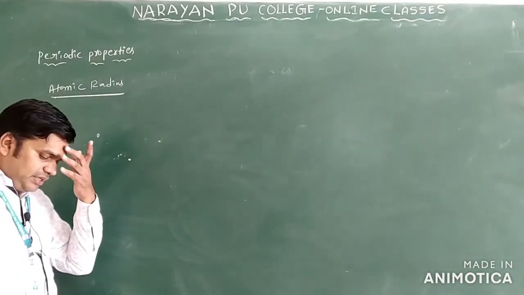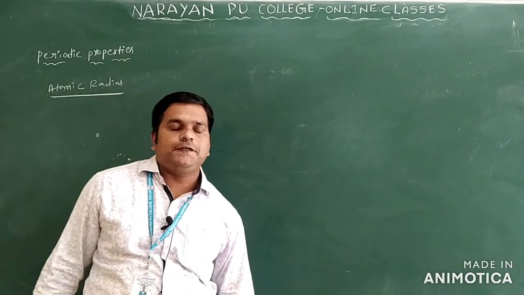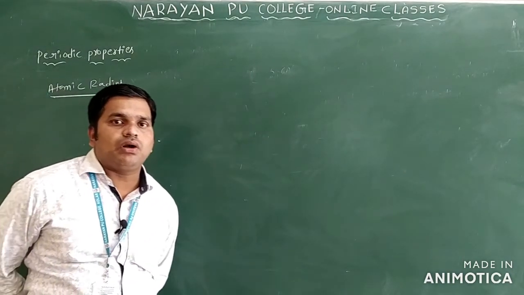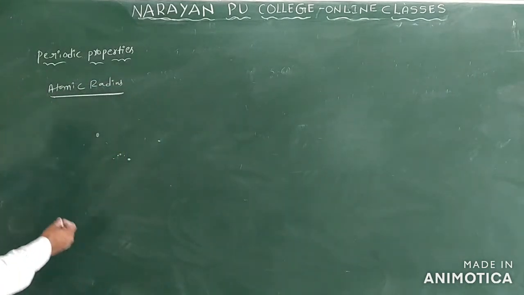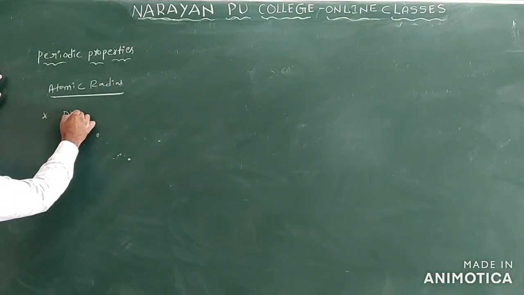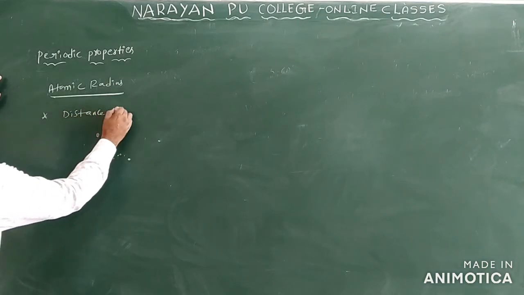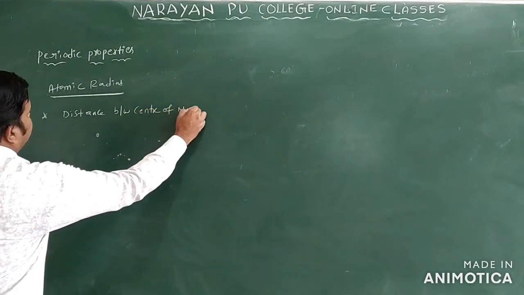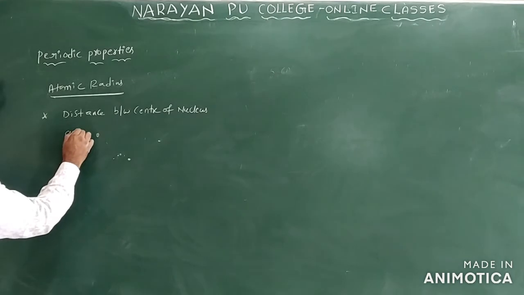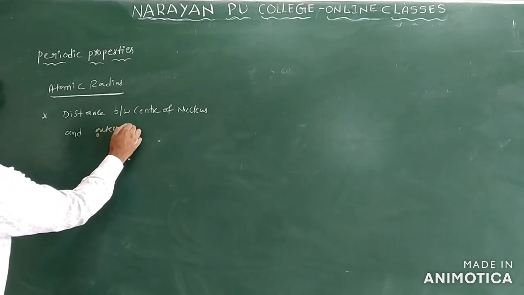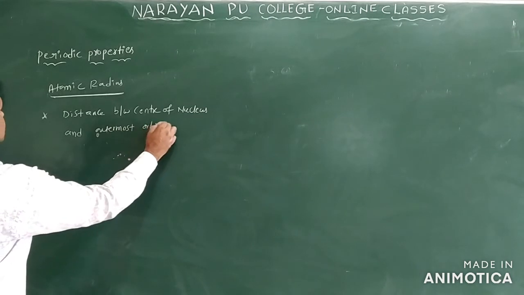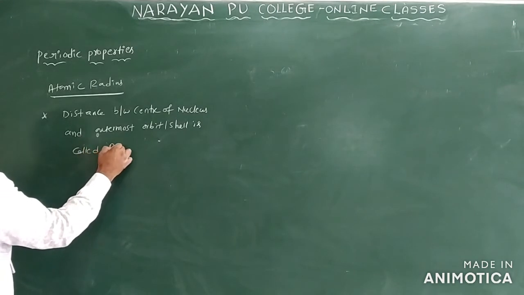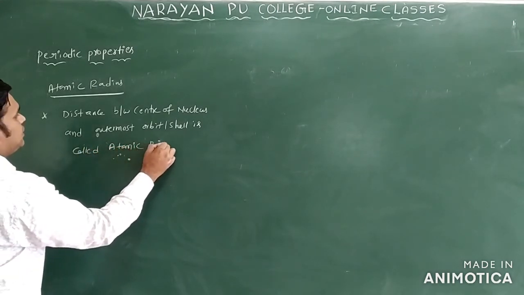Now we'll see, we already discussed the definition of atomic radius only. What is atomic radius? The distance between the center of the nucleus and the outermost orbit is called atomic radius only. Again, I am writing the definition here: the distance between the center of the nucleus and the outermost orbit or shell is called atomic radius.